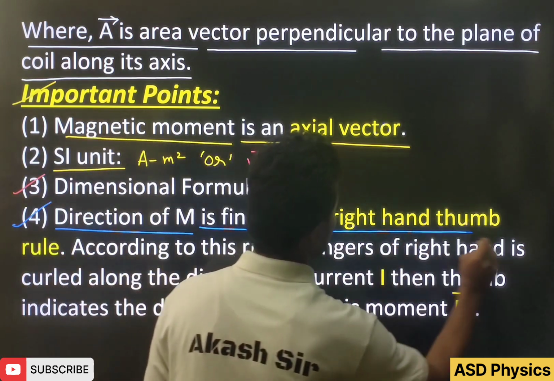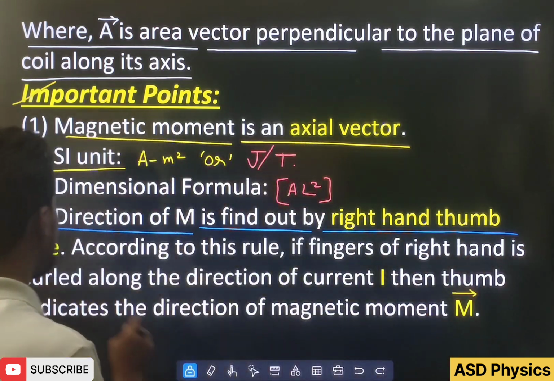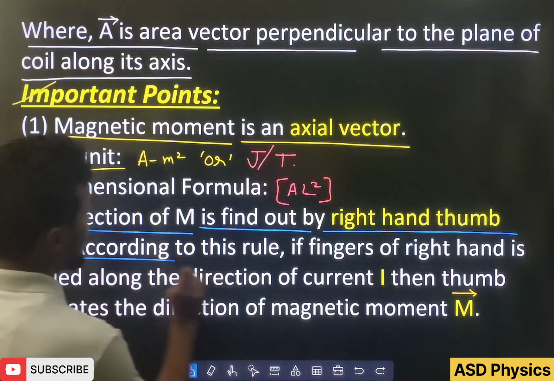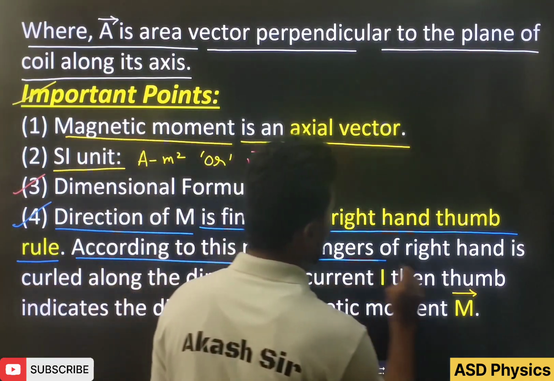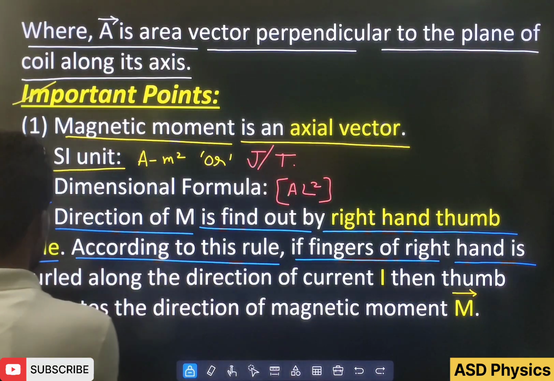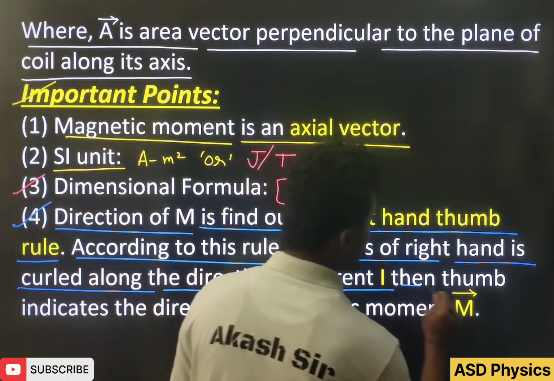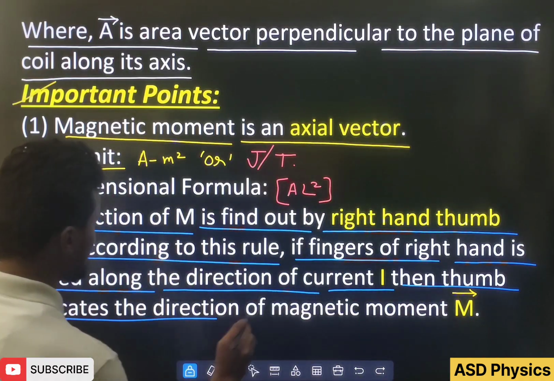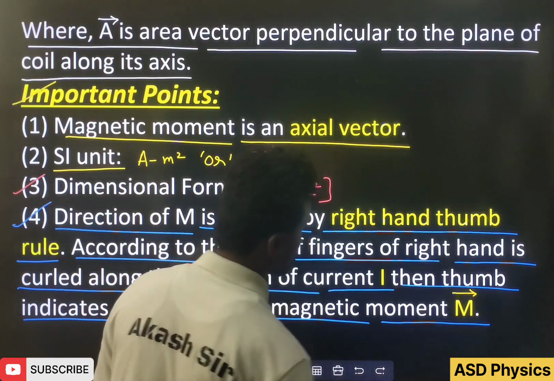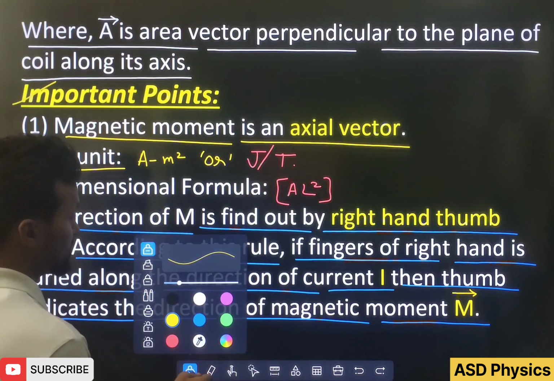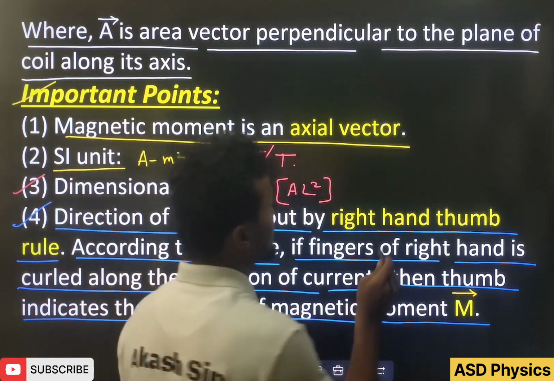Direction of M is found out by right hand thumb rule. What is this? See, according to this rule, if fingers of right hand are curled along the direction of current, then thumb indicates the direction of the magnetic moment M, and from here itself we can tell this is the axial vector. Kindly see the example.